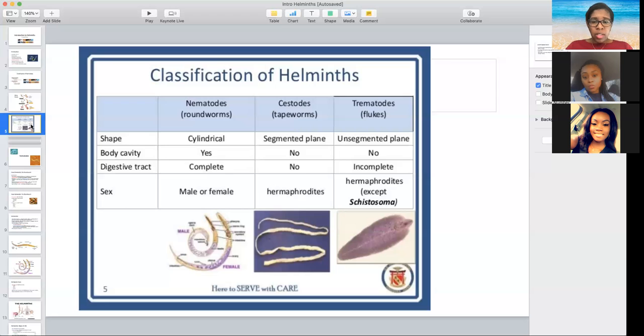So roundworms, tapeworms, and then we have trematodes. Trematodes are the flukes. These are unsegmented flatworms. Acoelomates, incomplete digestive tract. They're also hermaphroditic, except the schistosomas, and we'll talk a lot about the schistosomas because they actually cause human disease. So I do want you to know, again, some of the basic identifying characteristics of a roundworm, of a tapeworm, and of a fluke.